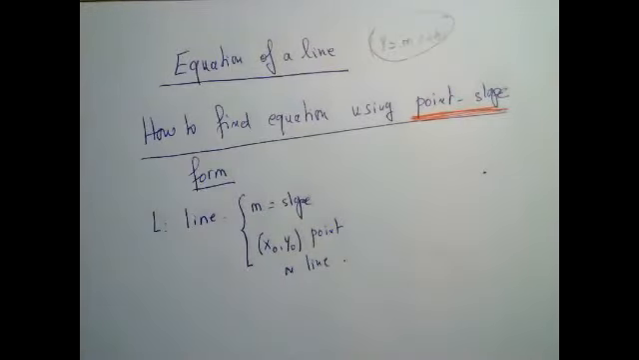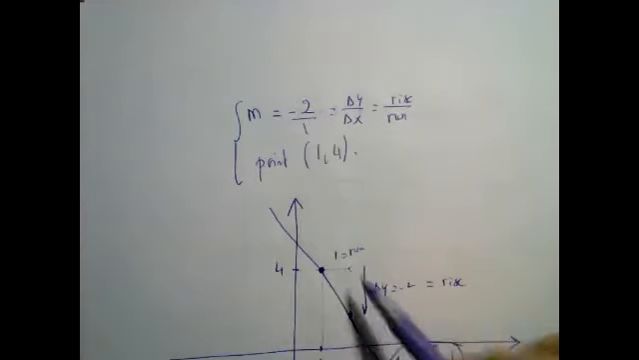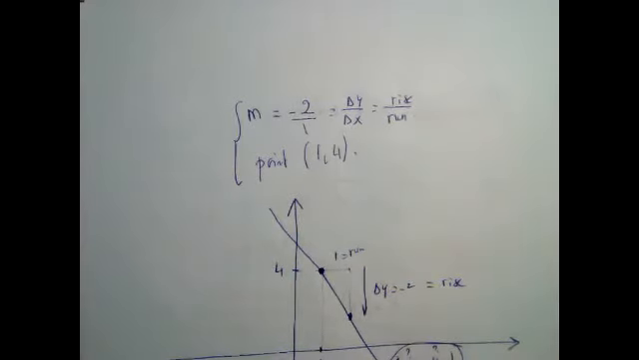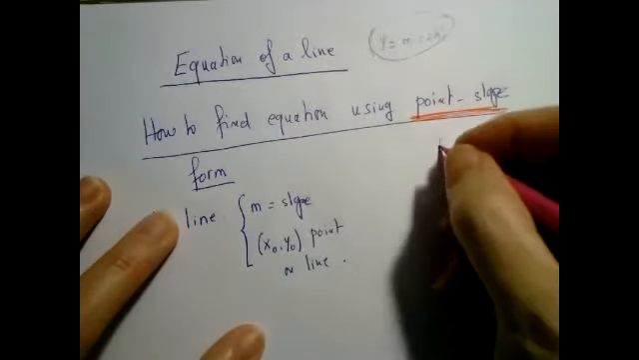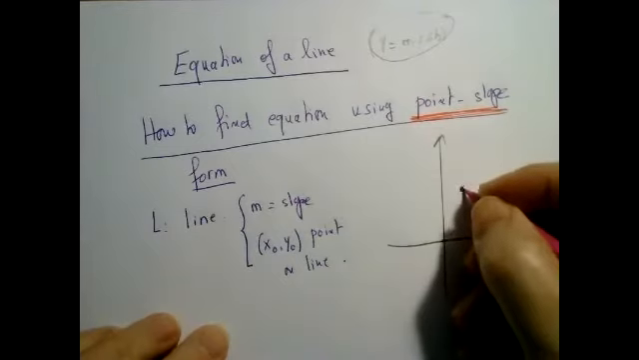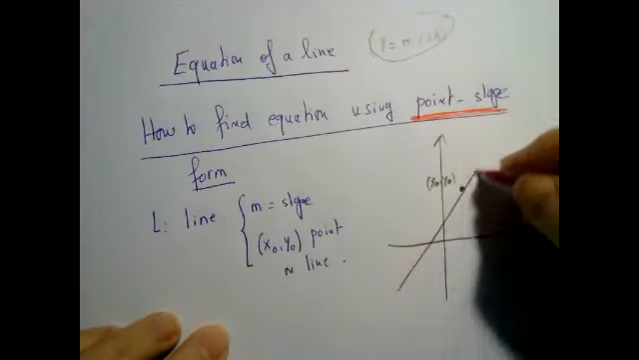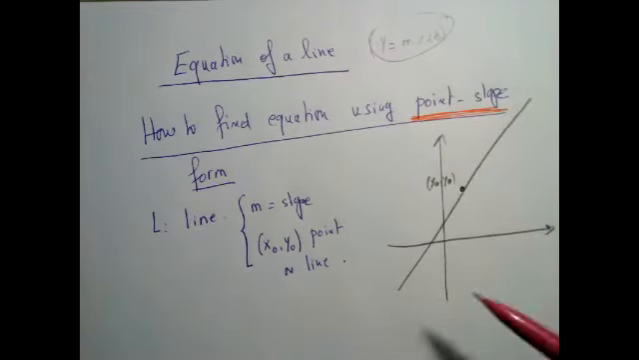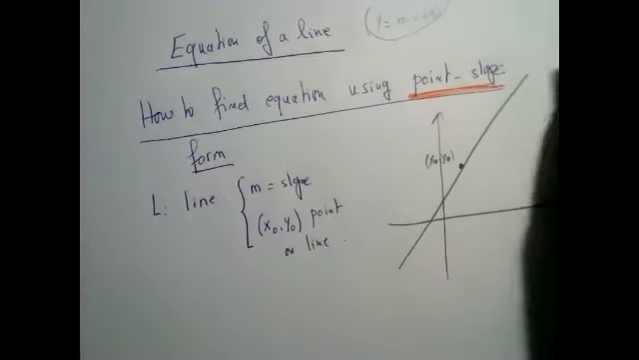So suppose I have a line and I know 2 things. As I said, if you know a point and you know the slope, you can sketch the line. So we should be able to find the equation. So this is my line here. I know a point and I know the slope. Okay, so the question is, how can I find the equation? The way we can find the equation is we're going to think like that.